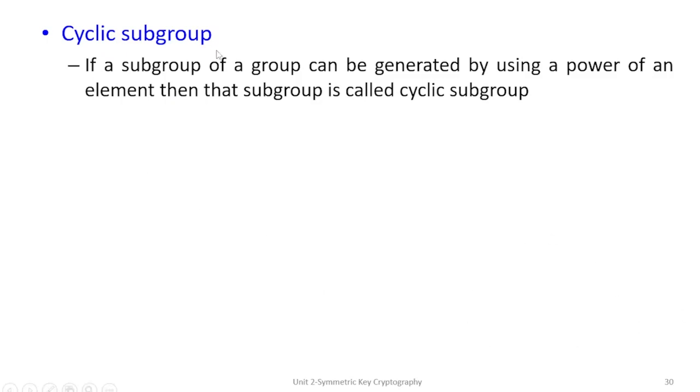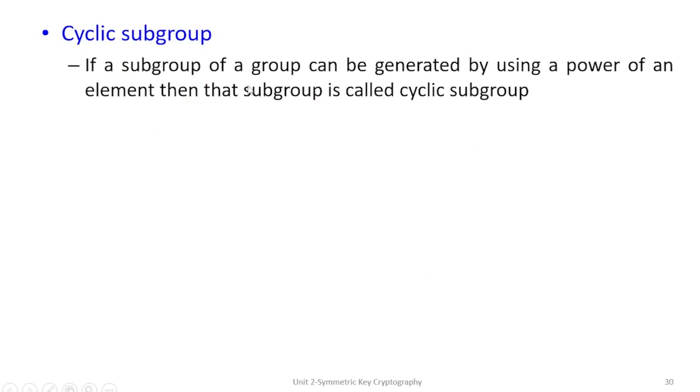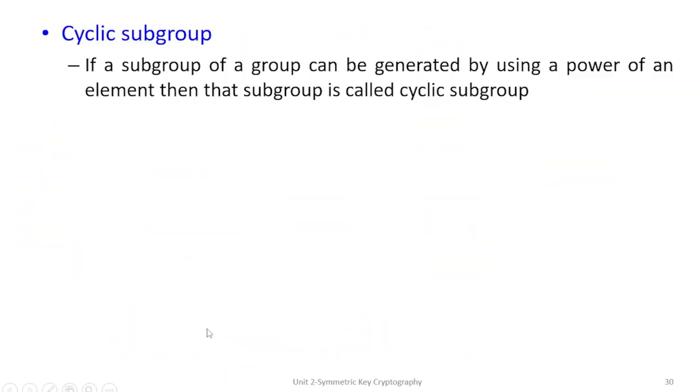So once again I repeat the definition for cyclic subgroup. If a subgroup of a group can be generated by using power of an element, so this is the element, and these elements are applied with power of element, then subgroups are formed. Here 2 subgroups are formed. Then that is called a subgroup.